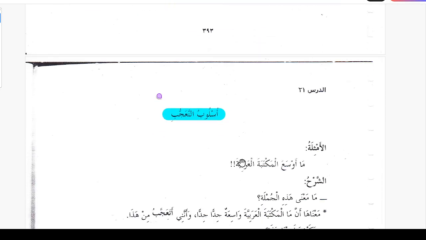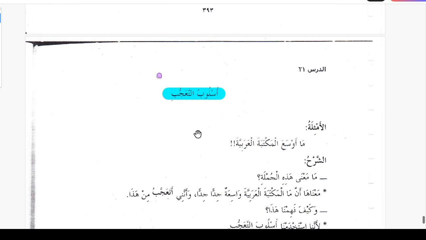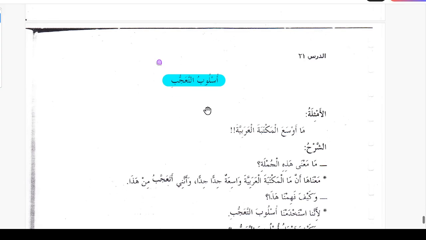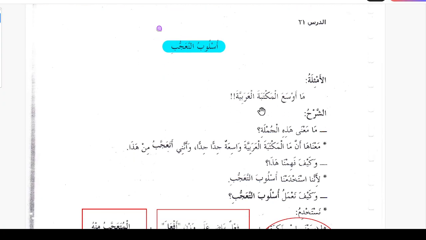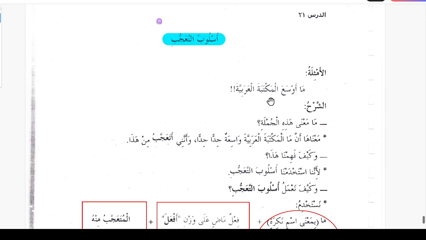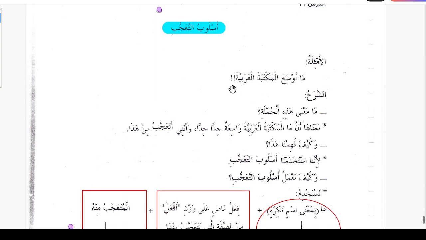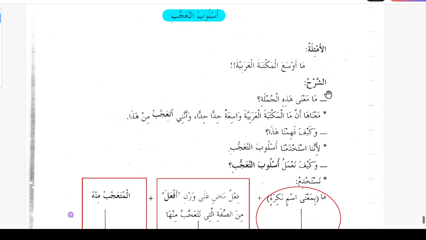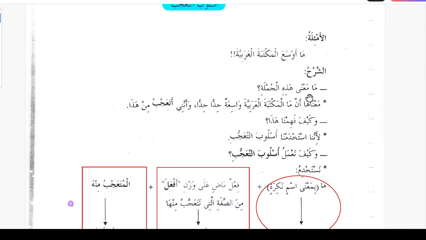The next is uslubu ta'ajjub, the style of exclamation. Here is an explanation, here is an example. Ma awsa' maktabat al arabiyyata, how vast is the Arabic library. And we see in these sentences the exclamation mark, the sharh, the explanation. Ma ma'na hadhihil jumlati, what is the meaning of this sentence?